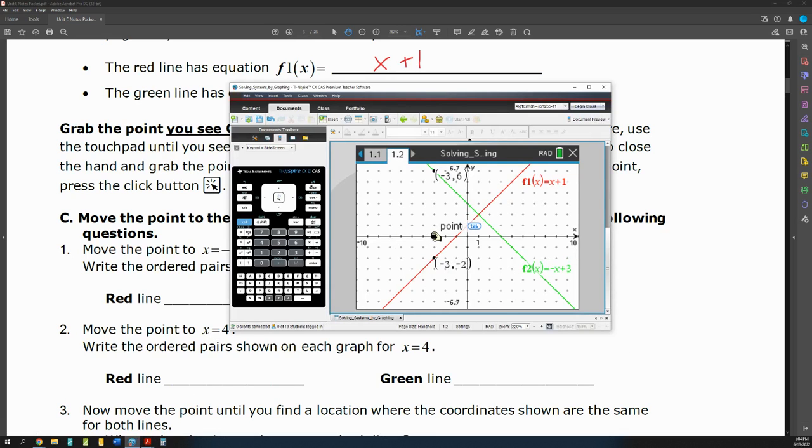So here is the point. I'm going to close my hand over it. I'm going to hit Control and then grab the point. And I'm going to drag it around. And as you can see, it is also labeling points along each of these lines.